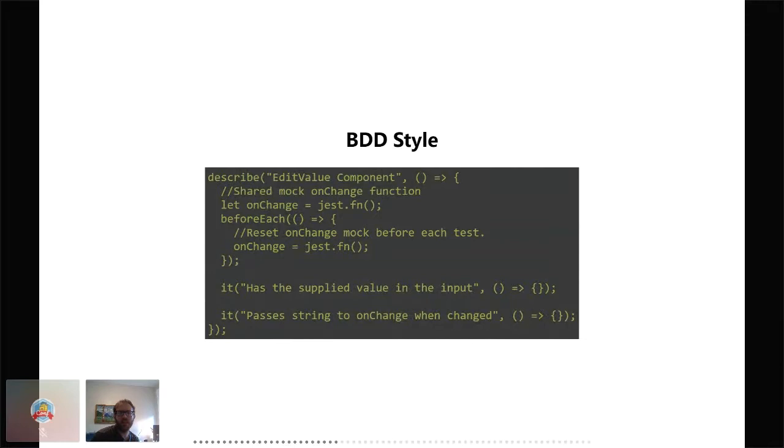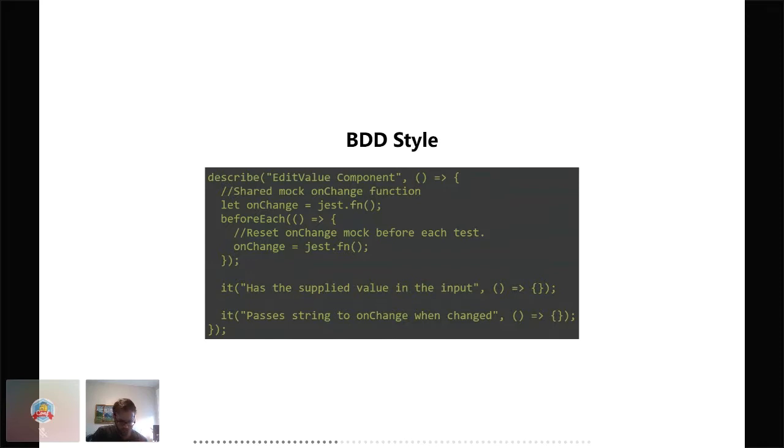Right, so this edit value component is a little bit more complex, so we might want to group tests. So this is behavioral-driven development style. I really like this because we start to put into our code the expectations of the user. The user expects to see that value in the input. We're describing the component. It does this. It passes string to onChange when changed. We can start to write what the user expects into these tests, and then make sure that they accurately reflect how the user uses it.